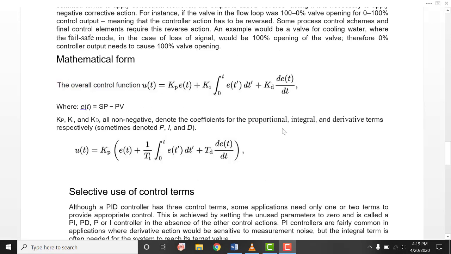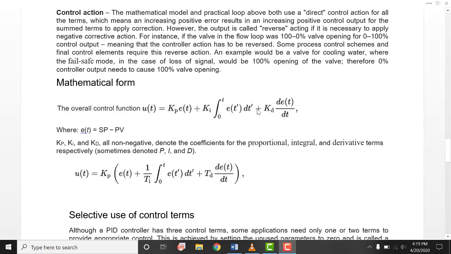Now let's go to the mathematical form. The mathematical form is this, where u(t) is the overall function, and e(t) is that error value which is the set point minus the measured value, and this Kp is the coefficient of proportion which we have achieved after the first iteration. This Ki is the coefficient of integration, and that same value is then integrated with respect to time. That t dash is the time domain, and in the derivative, that same error e with respect to time is differentiated, multiplied by the constant of proportion of derivative.